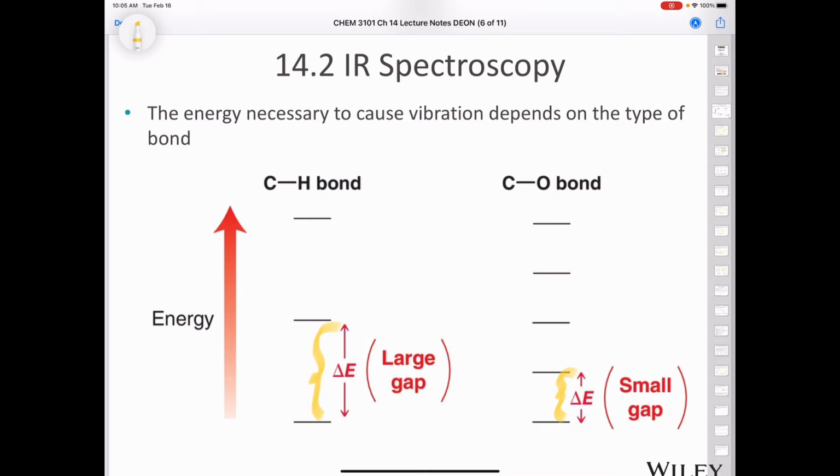In fact, each type of bond will absorb a characteristic frequency, allowing us to determine which types of bonds are present in a compound. We simply irradiate the compound with all frequencies of infrared radiation and then detect which frequencies were absorbed. For example, a compound containing an oxygen-hydrogen bond will absorb a frequency of infrared radiation characteristic of the oxygen-hydrogen bond. In this way, infrared spectroscopy can be used to identify the presence of functional groups in a compound. That's the bottom line with infrared spectroscopy. We want to be able to determine or identify functional groups in an organic molecule.